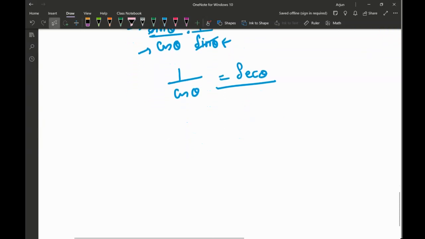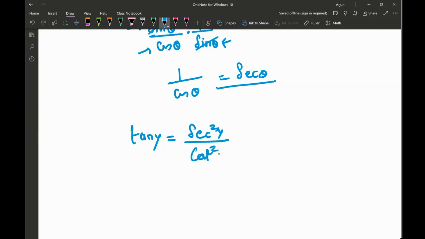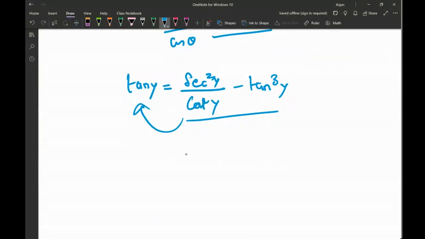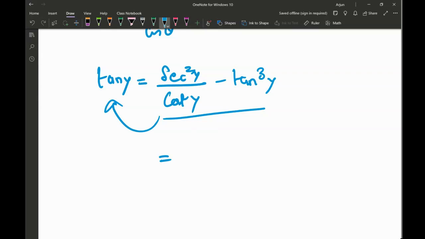Now let's look into another identity. Tangent y is equal to secant square y upon cot y, minus tangent cube y. Just let me check whether I'm recording the session or not. Yes, I am recording. Okay. Now I'm going to take the right hand side and try to make it equal to the left hand side. So it is given in secant square theta, and on the bottom it is cot theta. I'll see what I can do about this one.